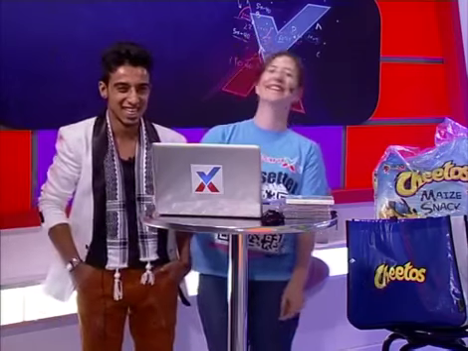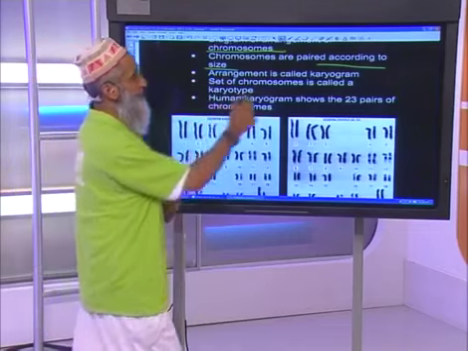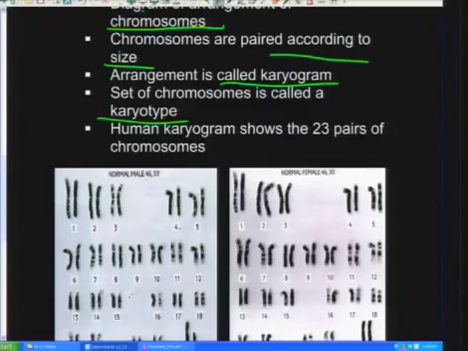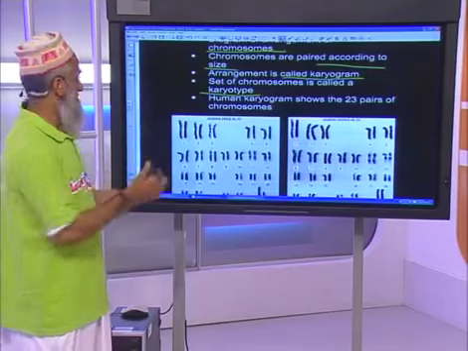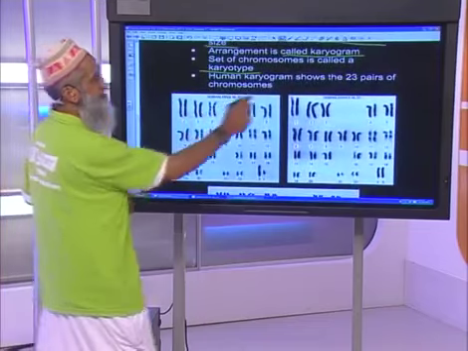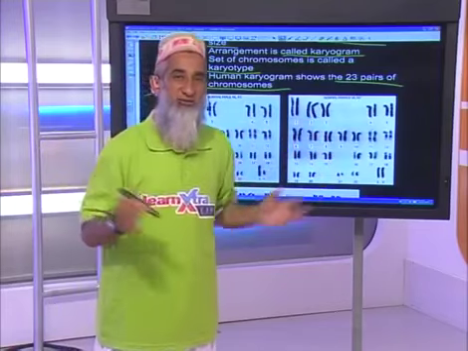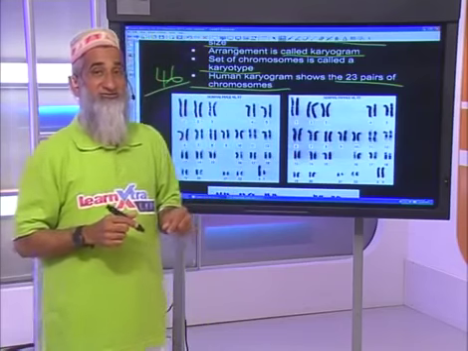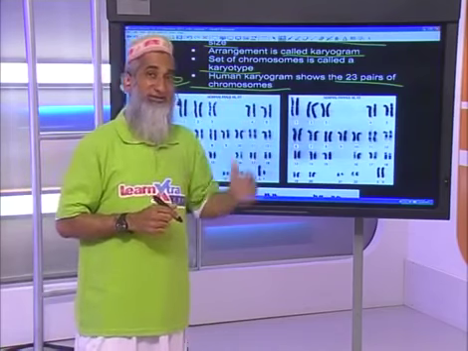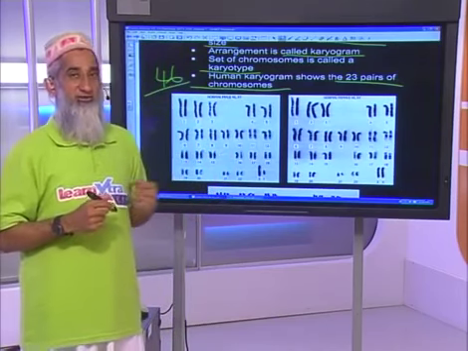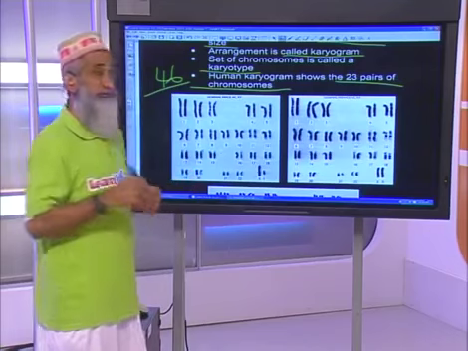Okay, so the arrangement is called a karyogram, and the set of chromosomes is called the karyotype. The human karyogram, we like to look at that one because it's about us. So the human karyogram shows the 23 pairs of chromosomes. Because we have 46, these 46 chromosomes we have are not just 46 any chromosomes, they are 23 pairs. One set of maternal origin we got from our mother, and the other we get from our father, maternal, paternal.